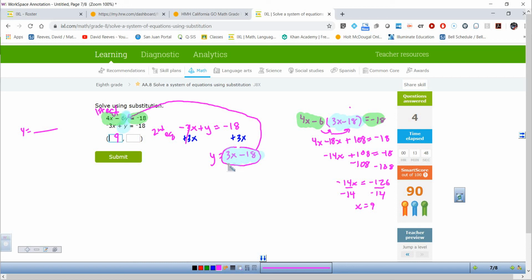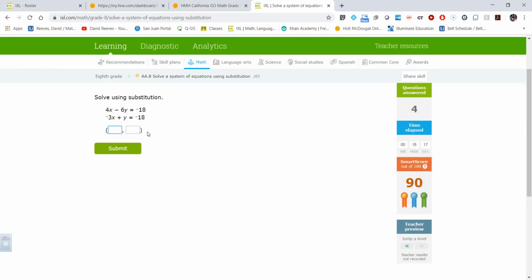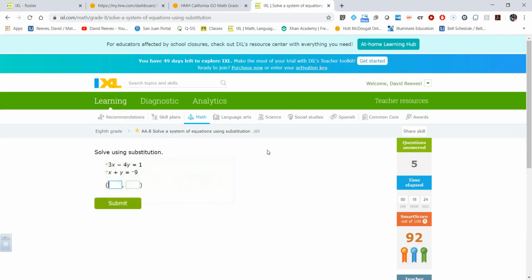And if we want to know what y is, let's go to our equation that says y equals. So y equals 3 times 9 minus 18. y equals 27 minus 18, and 27 minus 18 is 9. No way, is that allowed where they're both 9? I'm going to live on the edge here and just see if I'm right. I'm going to put in 9, 9, cross my fingers, and I got it.